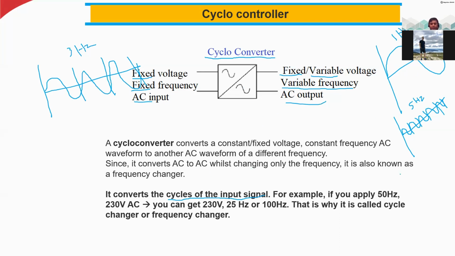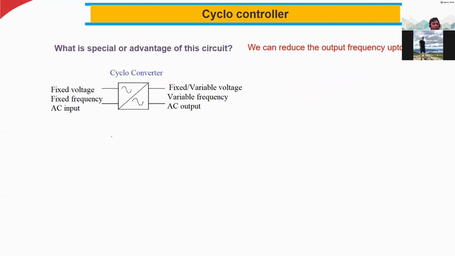It's changing the cycles, or it's changing the frequency. So we can also call this a frequency changer, or cycle changer. Of course, in different books, the authors call it by different names, but everything indicates this same circuit. Okay, so what is the special advantage of this circuit?